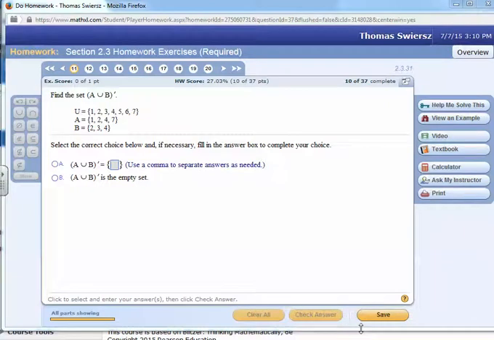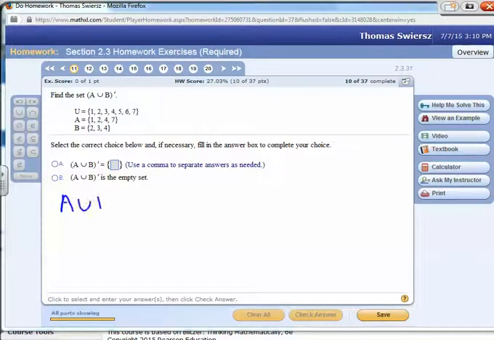Let's solve homework exercise number 11 from section 2.3. We have (A union B) complement. Again, inside parentheses first, so we first do A union B. A union B is the elements in A or B or in both. So the first step is to find what is in either A or B.